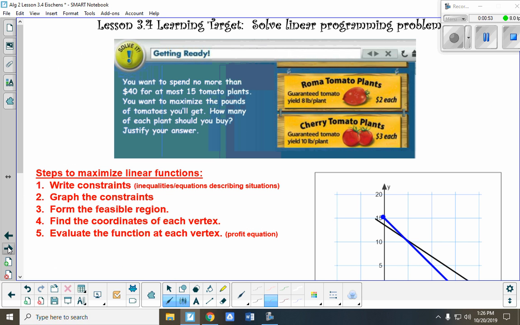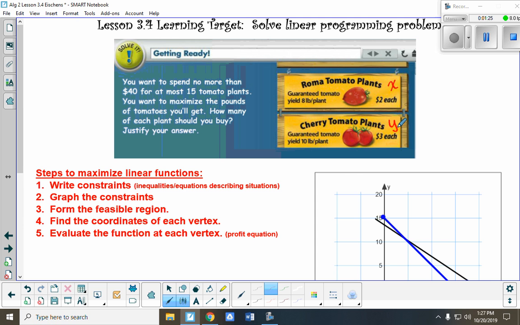And now let's do a linear programming problem. So you want to spend no more than $40 for at most 15 tomato plants. You want to maximize the pounds of tomatoes you get. How many of each plant should you buy? So we have Roma tomato plants. They are $2 each, and you get an 8-pound yield per plant. Cherry tomato plants are $3 each, and they give a 10-pound yield per plant. So let's call the number of Roma plants X, the number of cherry tomato plants Y.